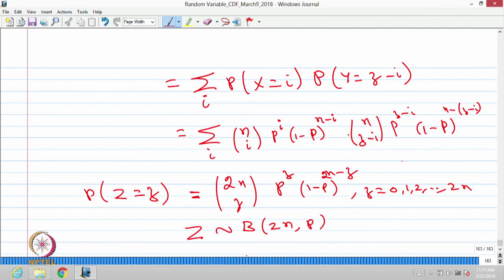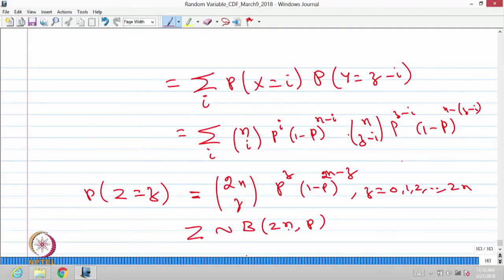So, this is a use of named or standard or common distributions. You don't know the distribution of z, you are finding the distribution of z. After you get the probability mass function, this is the same as the probability mass function of a binomial distribution. Therefore, we conclude z is also binomial distributed with the parameters 2n comma p.